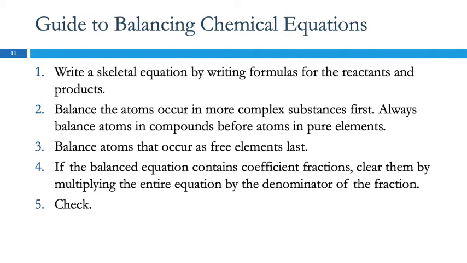Then we're going to balance, and we're going to look at atoms that occur in more complicated formulas first, and we're always going to leave anything that's a pure element to the end. So we go with the more complicated things first, and then the stuff that is just an element. And then if in the process of doing all that we end up with coefficients that are fractions, we're going to clear those by multiplying all the coefficients by the denominator of the fraction. But I'm going to show you how you can generally avoid using fractions as your coefficients. And then always go through and check it at the end.